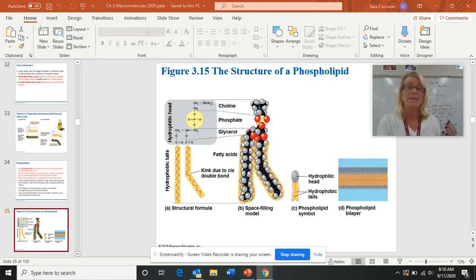So what's going to happen if we literally dumped a whole bunch of phospholipids individually into a bucket of water? They would self-assemble into a membrane because the heads like water, the tails do not. They'd be like, oh, this is safe. And they'd find a nice safe spot with each other, with the heads outward.